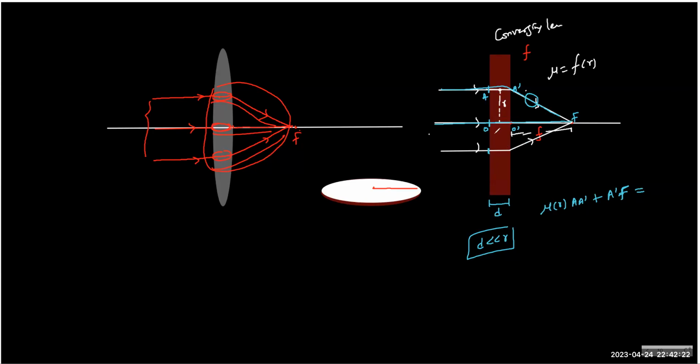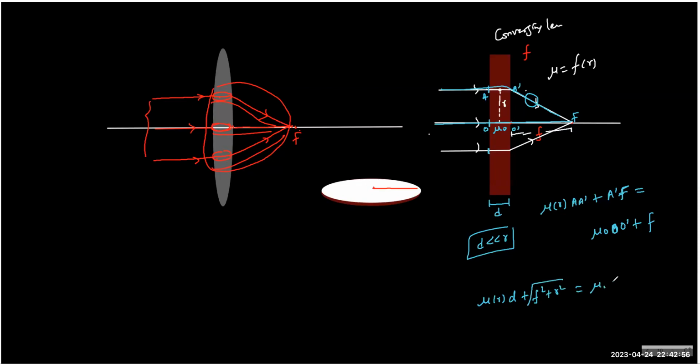So the center will have, let's say, mu at the center is mu naught, because that's the center. So what is the optical length at the center? Mu naught into O dash D plus D dash F, plus F only, the value is given, F. So if you look carefully, what is A dash D? What is A dash F? Under root F square plus R square.